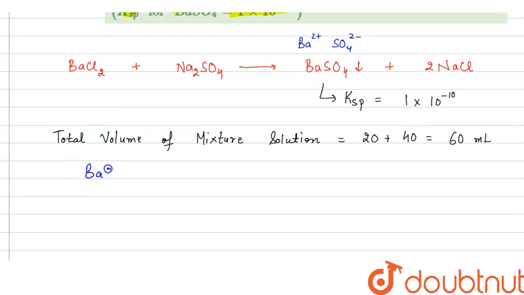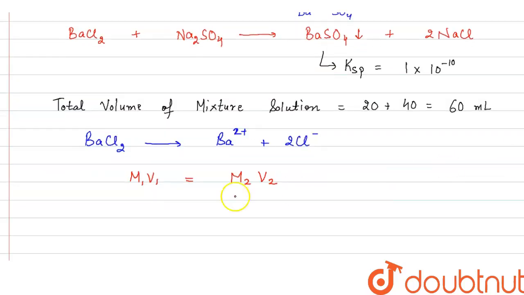Now we know that when barium chloride dissociates, it forms one barium ion and two chloride ions, right? So for 1 mole of barium chloride, we are getting one barium ion. So their concentration will be same. So here we will apply law of dilution. M1V1 is equal to M2V2. So here M1V1 is before mixing, and M2V2 will be after mixing.